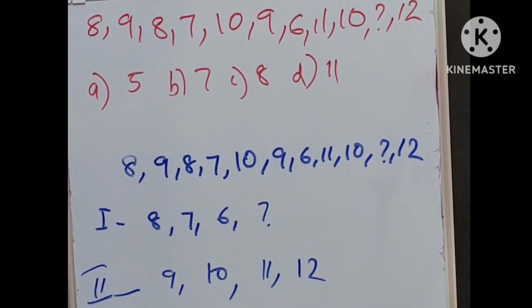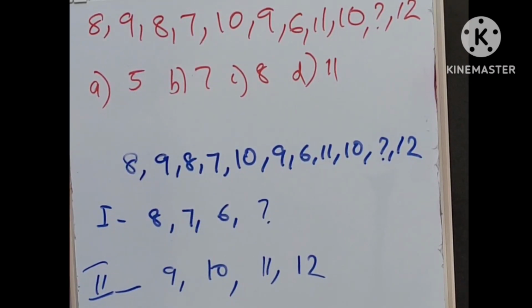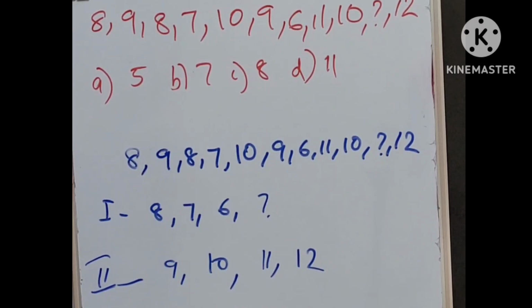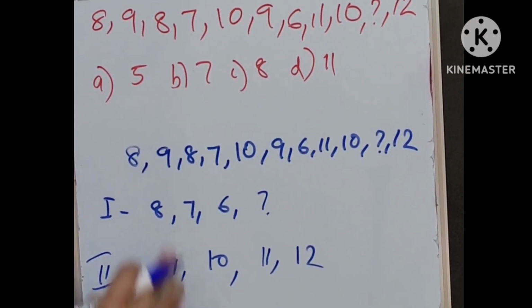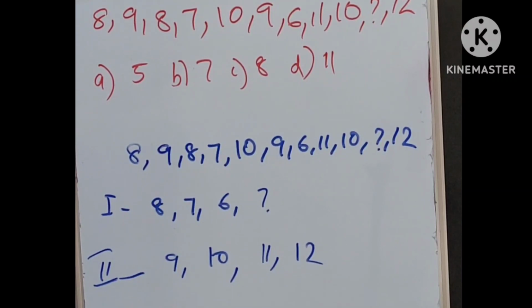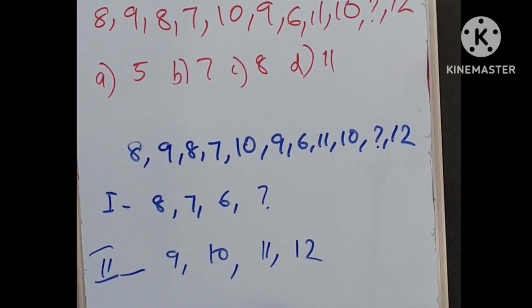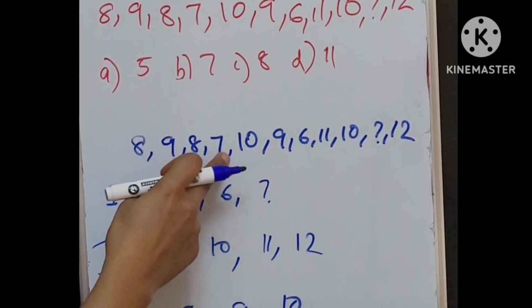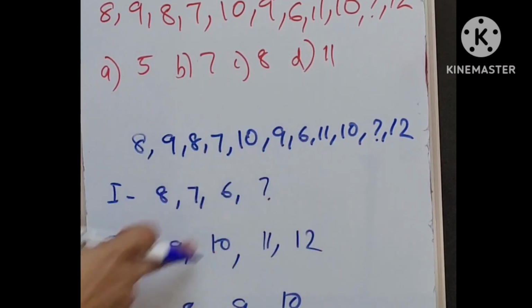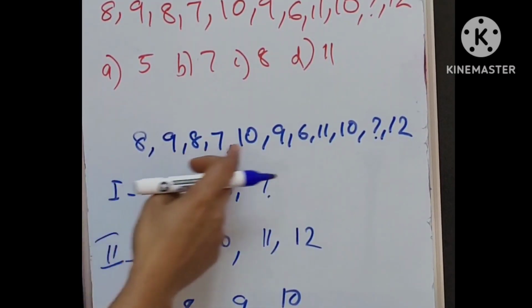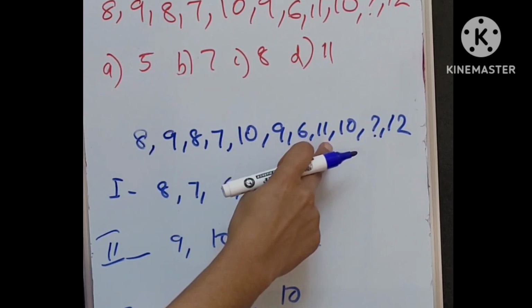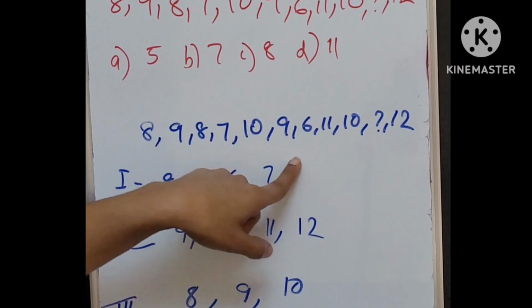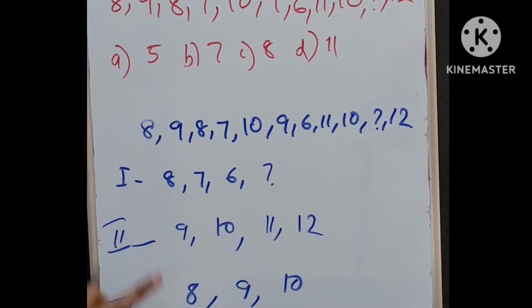Next, the third series, that is 8, 9, and 10. So the first series is 8, 7, 6 and the missing number. Then the second series is 9, 10, 11 and 12. And the third series is 8, 9 and 10. These are the three series.